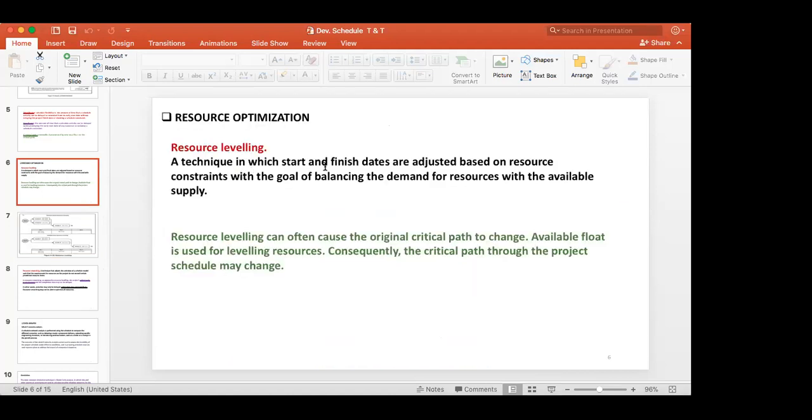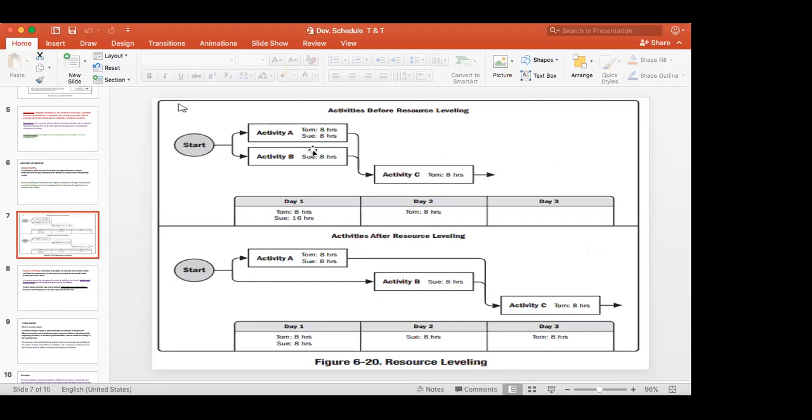Resource leveling is a technique in which start and finish dates are adjusted based on resource constraints, with the goal of balancing the demand for resources with the available supply. This is the availability of supply, Tom and Sue, the two skilled people available to do these A, B, and C activities. So we have to utilize them properly. This is not utilized properly, because how can Sue work 16 hours? You can't. So you adjust the activity duration.